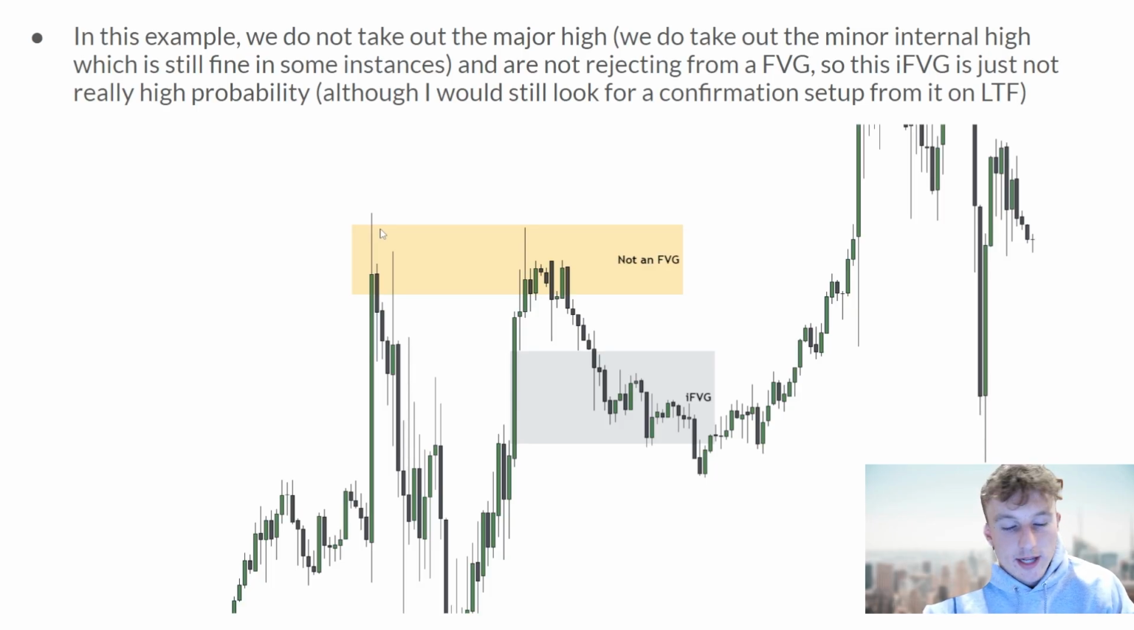Again, I know we're not delivering from a PD array, but by PD array, I mean mostly fair value gap. Again, I don't care for delivering from anywhere else. Pretty much, it's just the fair value gap I care about. So we do not take out the major high. We're not delivering from anywhere meaningful.